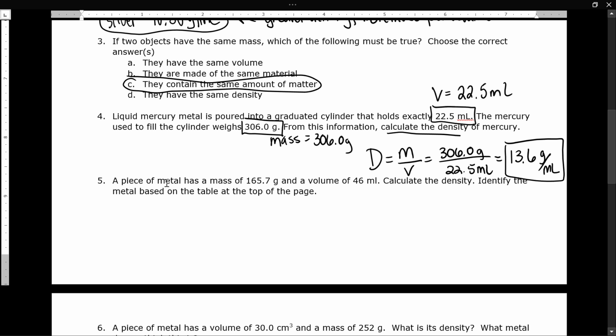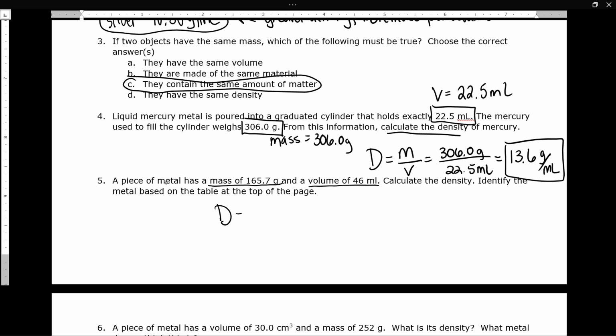All right, so now here we have an unknown. So we have some piece of metal. We picked it up. We don't know what it is, but we do know the mass is 165.7, and we know the volume is 46 milliliters. So we want to calculate the density and then identify it based on the table we were just given at the top of the page.